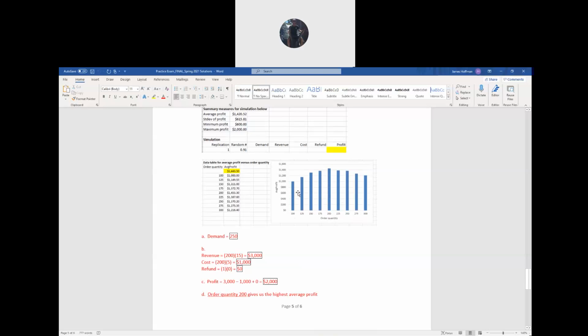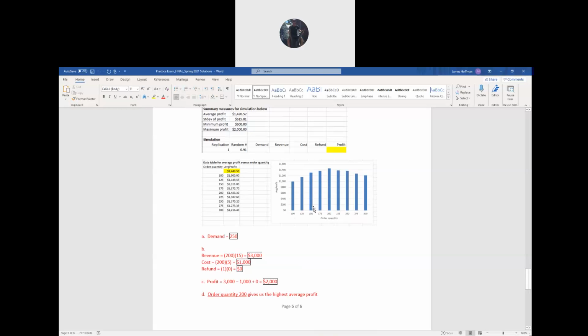So you can look at the chart and see it looks like it's 200, and just confirm over here in the table that it's 200, right? So there's no other, yeah, it's 200. So this average profit of 1,450 and 30 cents when you order 200 calendars is the highest.